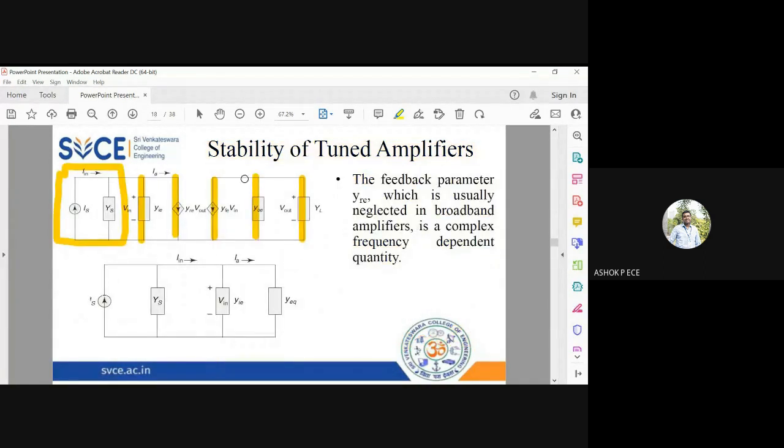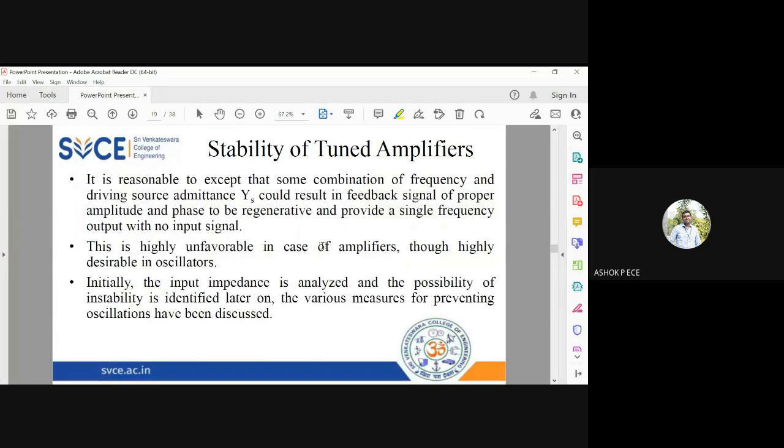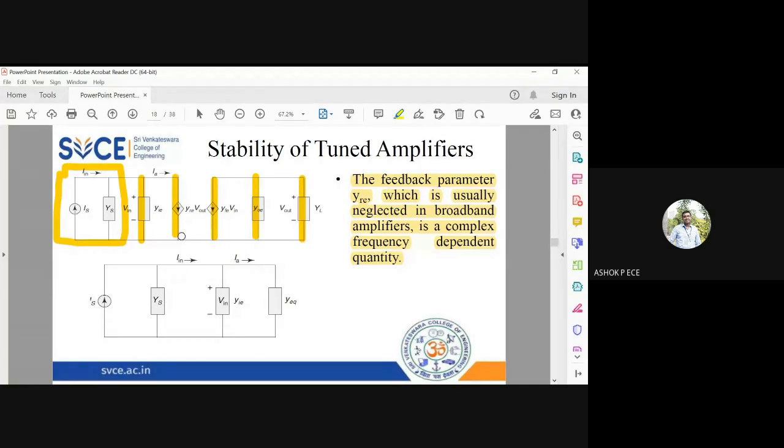So the feedback here you have a parameter YRE. So this YRE is going to be the feedback parameter. YRE is going to be the parameter which will connect your input and output. So generally the feedback parameter YRE is usually neglected because it is a complex frequency dependent quantity. So they usually neglect everything. But for feedback purpose, they neglect everything. And so here also, we will not consider that.